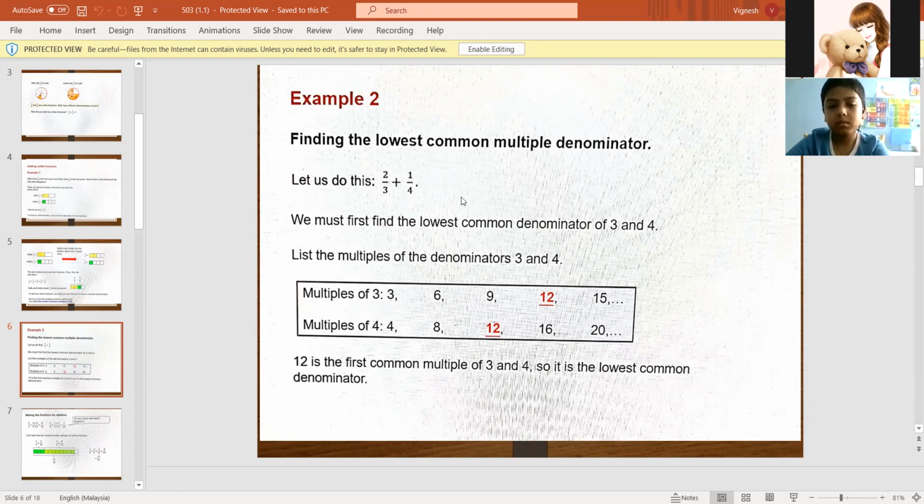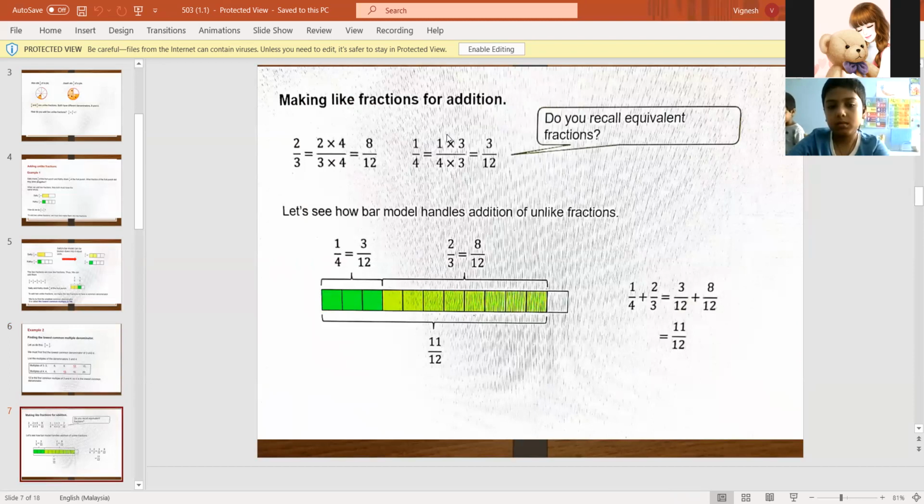If a few of you don't know how to do the cross multiplication, you can find the common multiples of 3 and 4. Once you find the same one, it is your lowest common denominator. You can directly take the 12, or you can multiply. As you see here, can you see? Making like fractions for addition. How? That means you cross multiply.